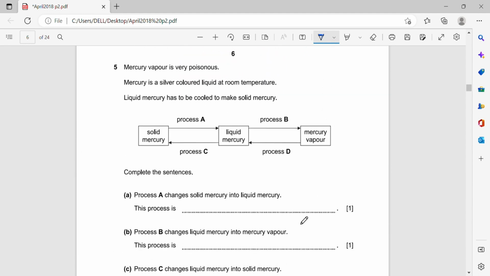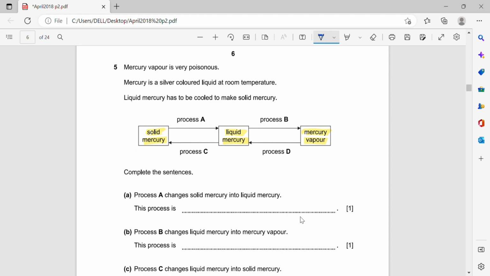Mercury vapor is very poisonous. Mercury is a silver-colored liquid at room temperature. Liquid mercury has been cooled to make solid mercury. So we have here liquid mercury, and here solid mercury, and here mercury vapor, changing of states. We have process A, B, C, and D.